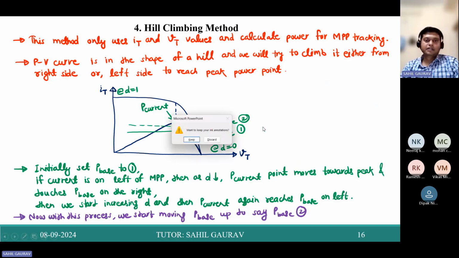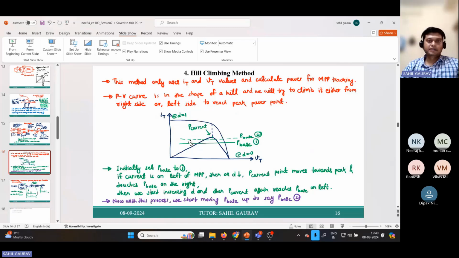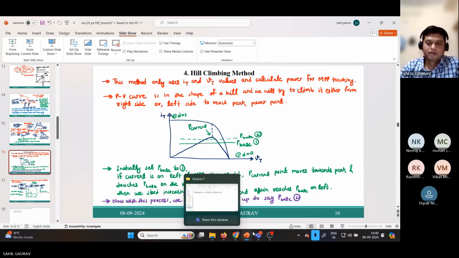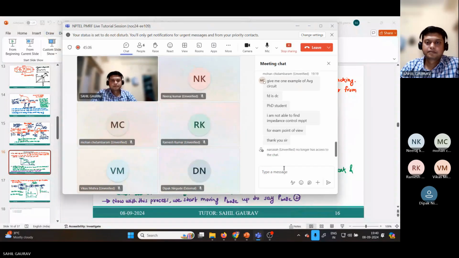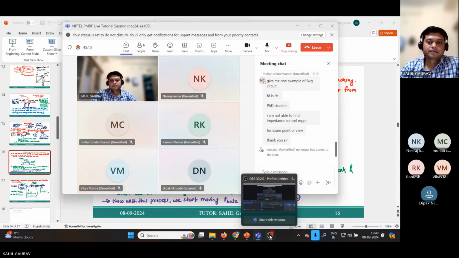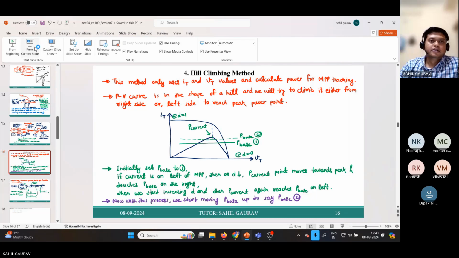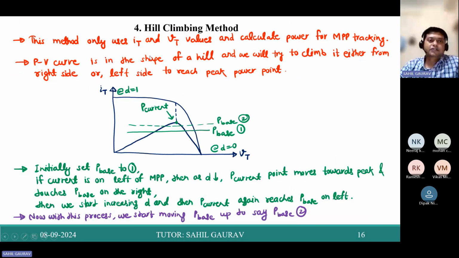Now coming to the last MPPT method, the hill climbing method, that has been discussed in the lecture. In this hill climbing method, we are using only the current and voltage values and calculating power for maximum power point tracking. This PV curve is in the shape of a hill, and we will try to climb it either from the right side or left side to reach the maximum power point. That's why it is named the hill climbing method.